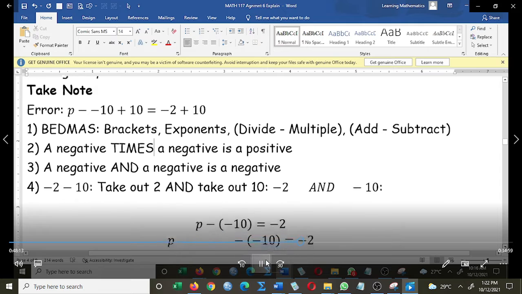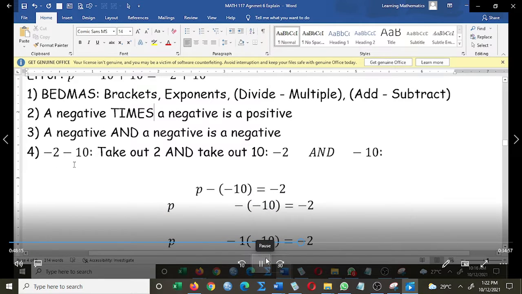So if you have negative 2 subtract 10, that's how you normally say it: negative 2 subtract 10. What does that mean? If you want to separate those two numbers, there is a negative 2 and a negative 10. Always carry the sign with the number on the right, because the sign is now describing the number, like an adjective. What kind of 10? A negative 10.